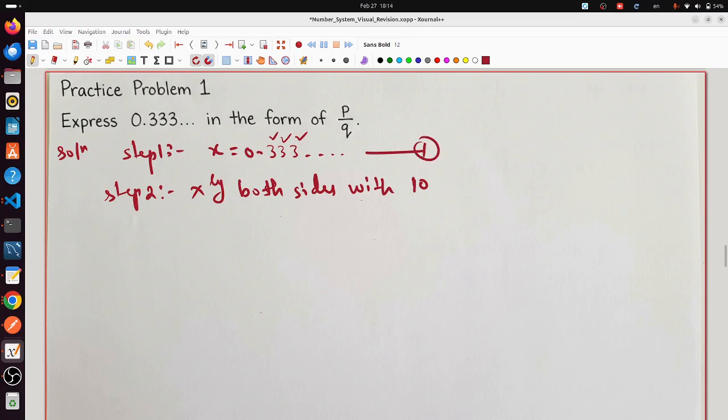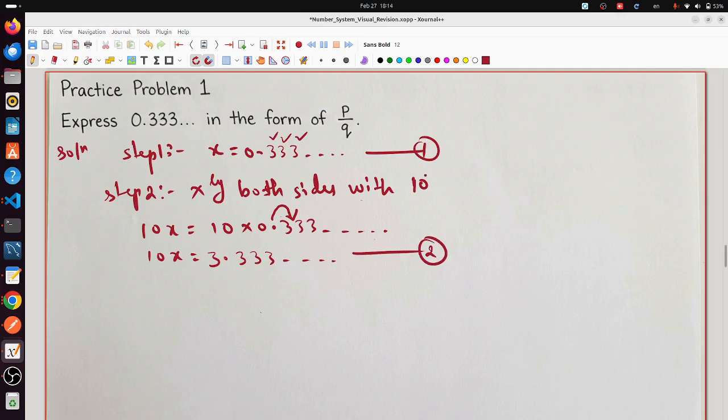So this we will consider as equation number 1. What will happen? 10x equal to 10 into 0.333 dot dot. Now if we further simplify, 10 into 0.3 means the decimal will shift here, that is 3.333 dot dot dot. This we will consider as equation number 2. Now in step 3 we need to subtract equation 2 with equation 1.